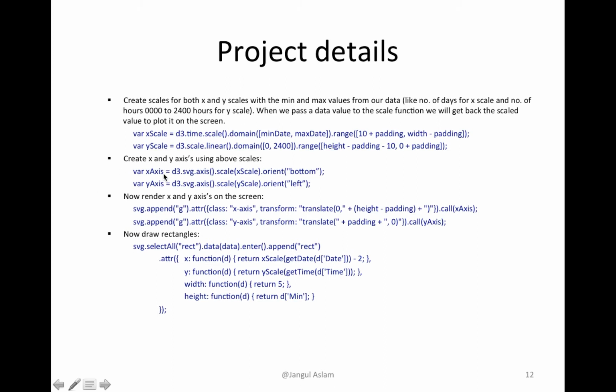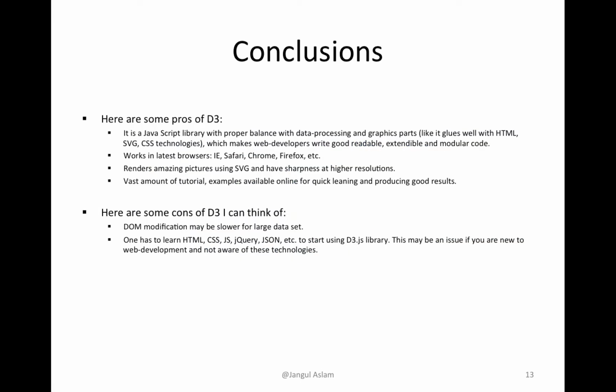Then I have defined the x and y axes and their location along with the scale. The x-axis is at the bottom, the y-axis is on the left. Now I have rendered these x and y axes by these calls. And then at the end, in the callback function of the data being read by D3, I do the drawing of the rectangles, where the height is based on the call duration, and the color is based on whether it's an incoming call or an outgoing call.